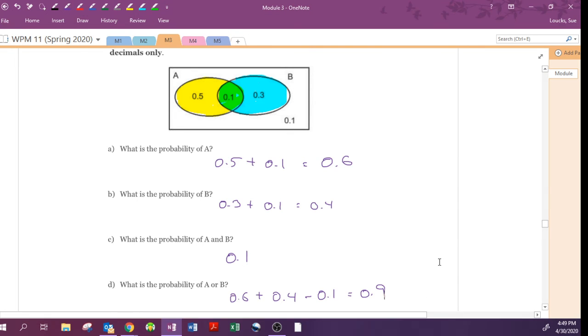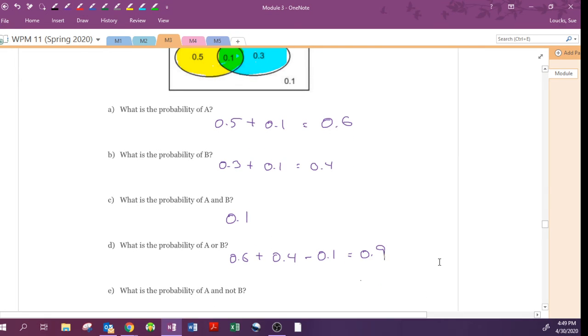The other way that you could calculate it given this diagram is we know that we can look at the probability of just A, which is 0.5, and the probability of just B, which is 0.3, plus the probability of both happening. And that gets us 0.9. But that's not using the formula that we're given up at the top. This uses the formula that it's the probability of one event plus the probability of the other event minus the probability of them both happening.